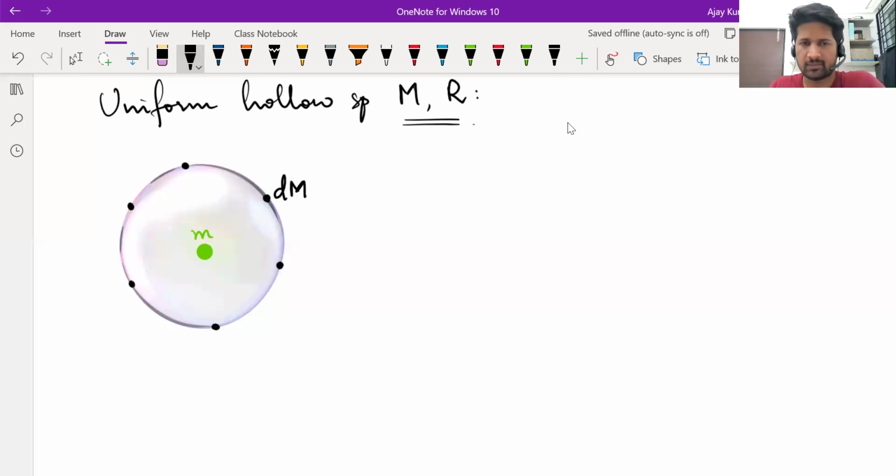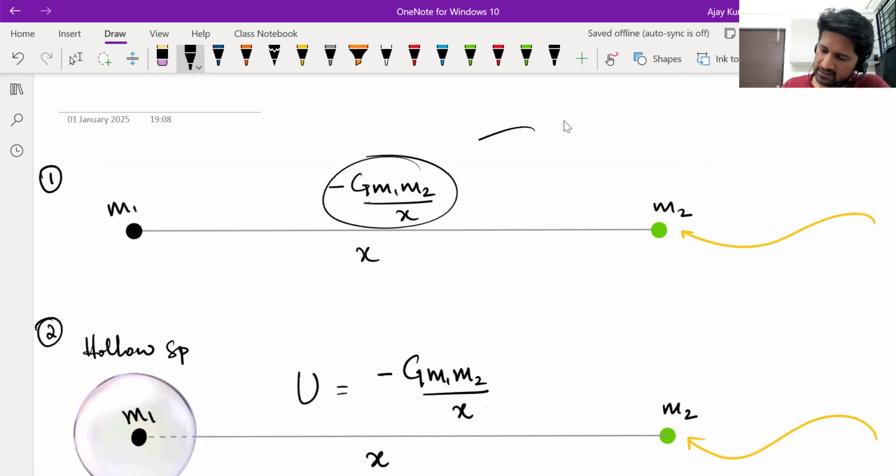Total mass of the hollow sphere is capital M, so the element mass will be dM. Quickly tell me, what is the distance between the particle at the center and the particle on the surface of the hollow sphere? Radius, capital R. Now these two particles will have some gravitational potential energy between them. Since one particle is an element of this sphere, dM, they'll only have a small amount of potential energy between them. We know that gravitational potential energy between point masses is given by the formula minus G m1 m2 by x, where m1 and m2 are the point masses and x is the distance between them.